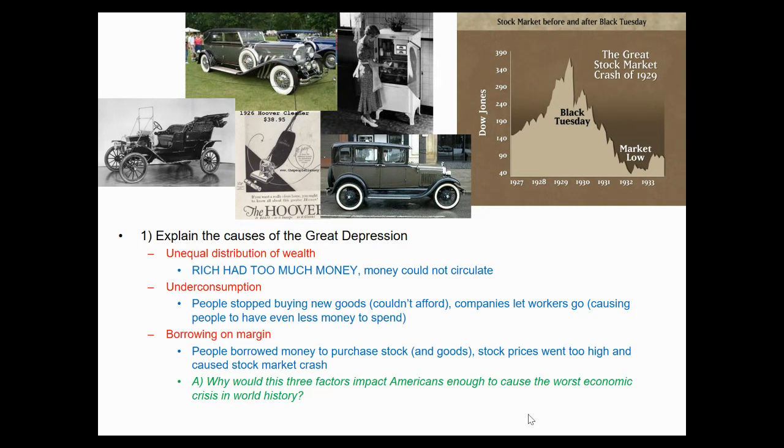Now, why would these three factors impact enough Americans enough to cause the worst economic crisis in world history? The answer to this is basically it all comes down to access to money for as many people as possible in America. Ordinary Americans lacked access to money in order to buy new products and keep the economy flowing. What we have right now in America with COVID-19 is an active government that's trying to give stimulus checks to people and loans to people to make sure that people still have money so that the economy does not shut down when people have all been forced to go home and not go to work.